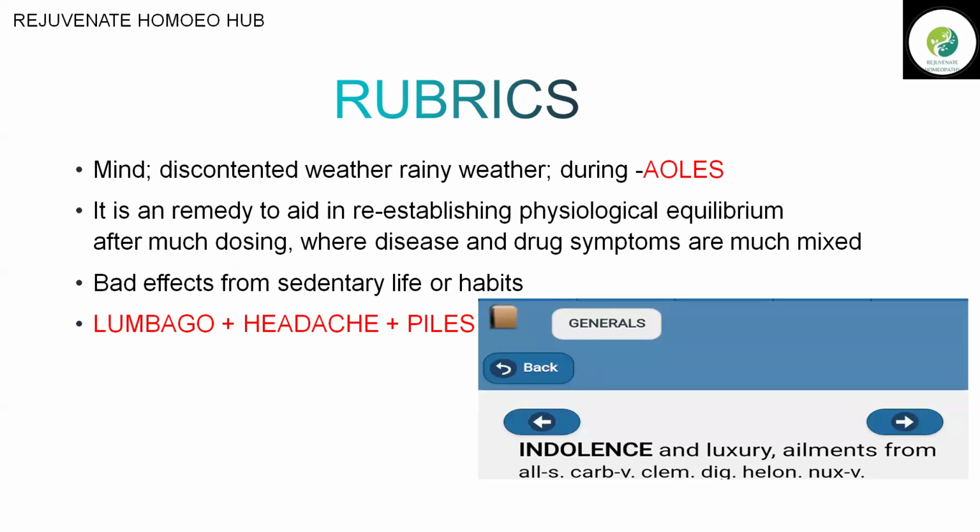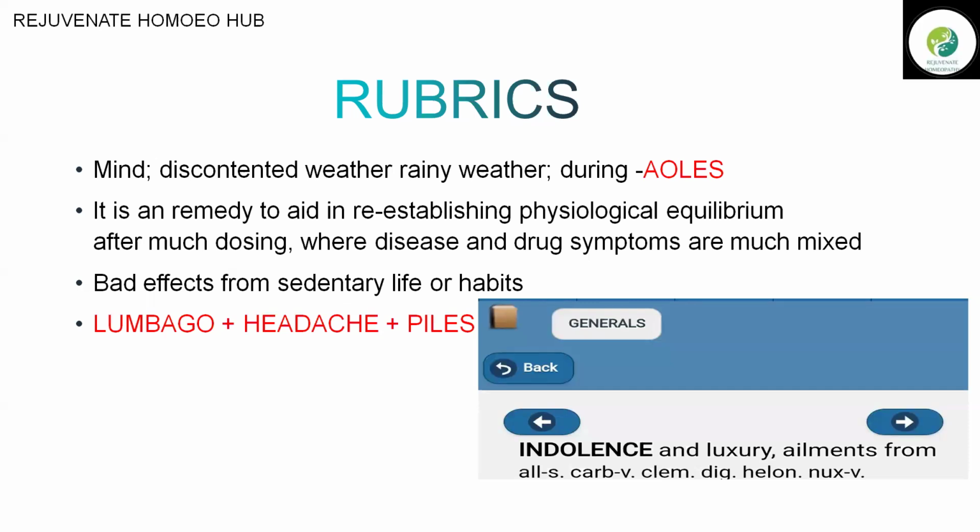Whenever a patient tells you such a symptom, there is one rubric from Synthesis, Generals, indolence and luxurious elements from. The remedies are Allium sativum, Carbo vegetabilis, Clematis, Digitalis, Helonias and Nux vomica. You add this rubric and cross-reference the patient based on the remedies and confirmatory symptoms. This rubric gives a lot of information for patients where the sedentary life habits are the main cause, the exciting cause or the fundamental cause in chronic patients.